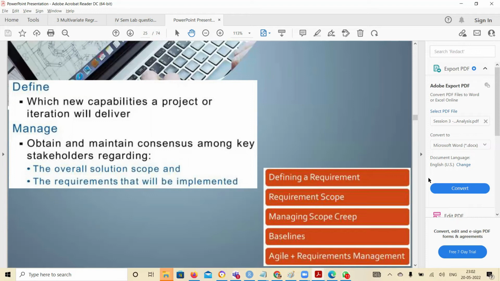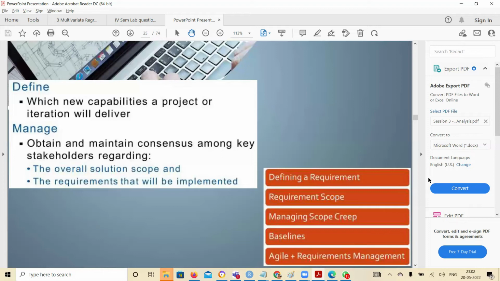When to stop, where to stop, right? Customers say, I want this, and you keep on adding, but you don't add to the cost, right? Or to the timeline also, right? Cost and timeline both are important. So it is about defining a requirement, then what is the requirement scope, and managing the scope creep.